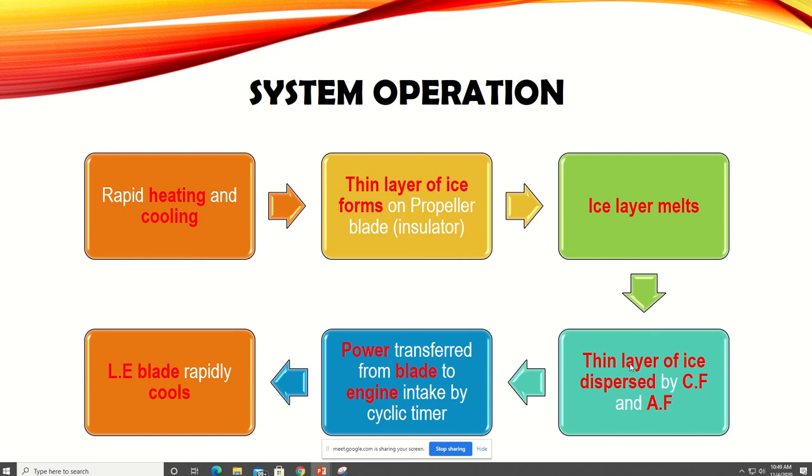Okay, when you melt the ice, the thin layer of ice will be dispersed. It will break up. Remember this is during flight, so when the propeller is rotating, the ice will disperse. The power is transferred from the blade to the engine intake by the cyclic timer. Okay, I explained that just now. So this leading edge of the blade rapidly cools. Once it is transferred to the engine intake, the blade will cool, it is off.